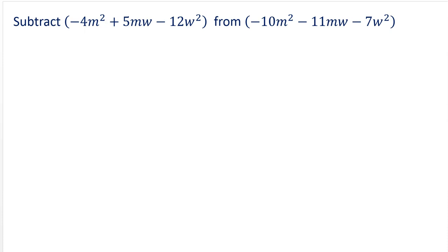Folks, I have an example for you that you might have noticed in the homework. For this problem, we're supposed to subtract two polynomials. Notice it says subtract negative 4m squared plus 5mw minus 12w squared from negative 10m squared minus 11mw minus 7w squared. Students often have a hard time when you read subtract this from that. Let me back up and just give you a quick example to help this hit home for you.